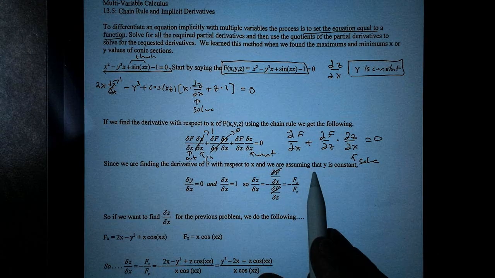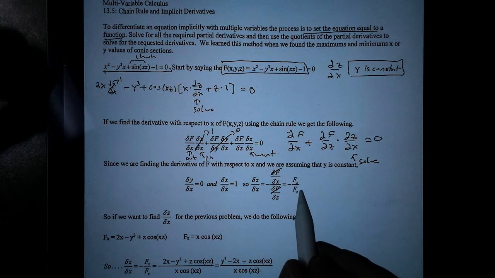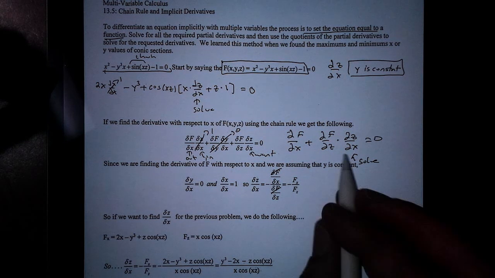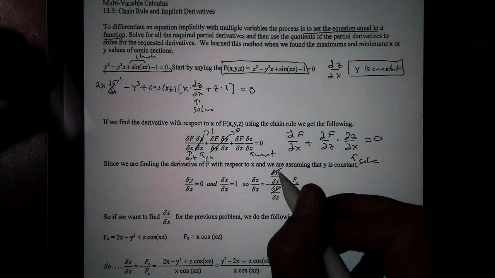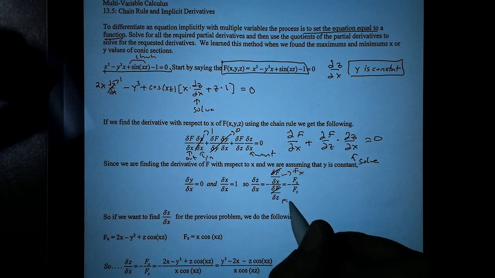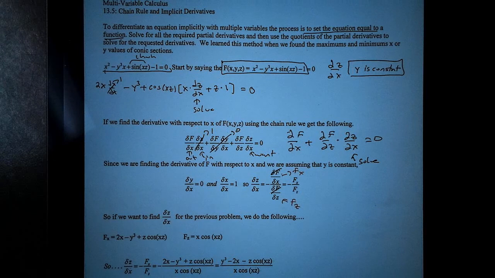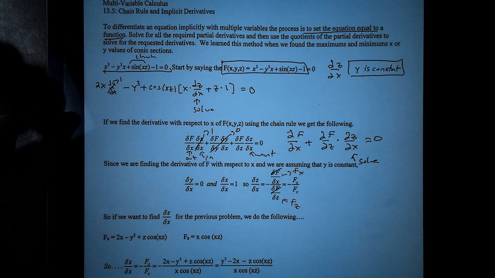And what you're left with is the partial with respect to x divided by the partial with respect to z. Remember, all this right here is notation-wise, right? Because the partial of f with respect to x, that's just fx, and this is just fz down there. So this is our rule.